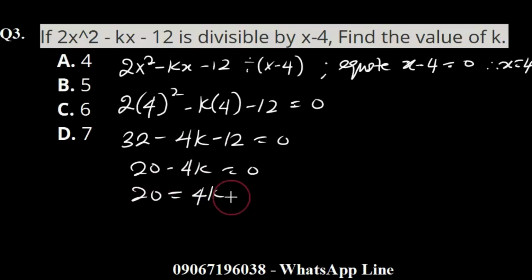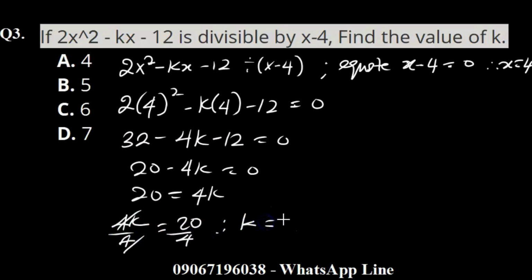Then to find k, we divide both sides by 4, which is the coefficient of k. So 4k divided by 4 is equal to 20 divided by 4. 4 takes off 4, we have that k is equal to 5. So the answer to this question is that the value of k is equal to 5.